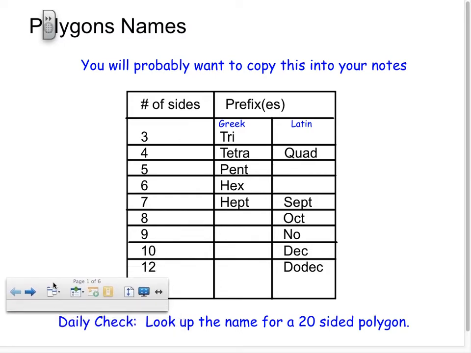Your daily check, by the way, right away here, I want you to go online, look up the name for a 20-sided polygon. Should be a pretty quick little Google thing. But that's my check for today to see if you're actually watching the podcast.